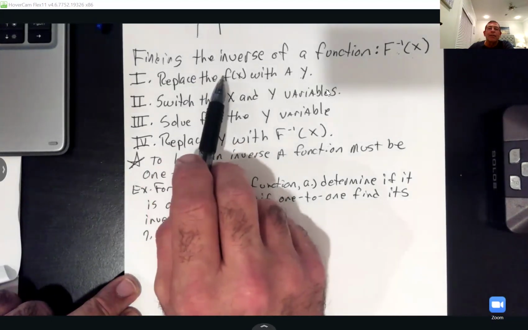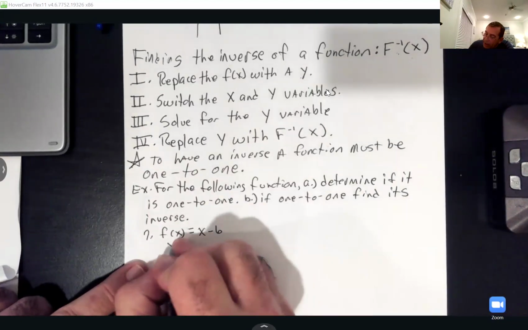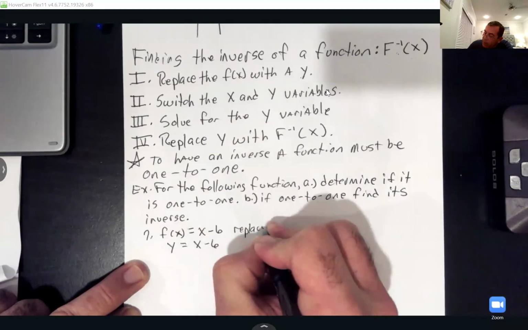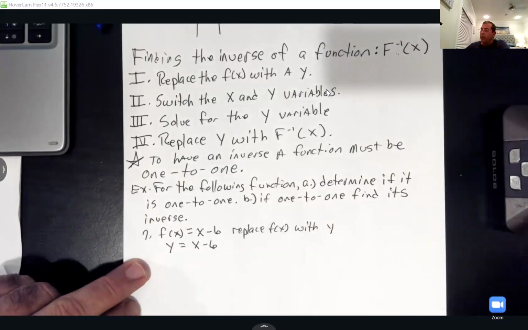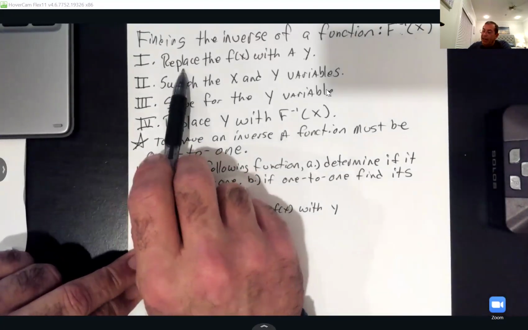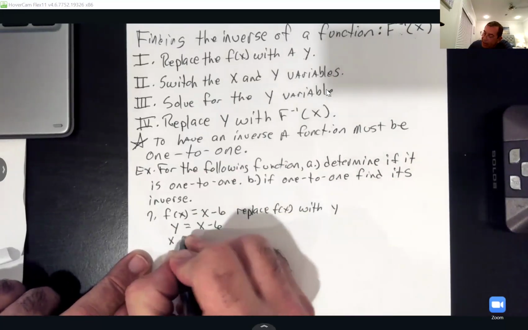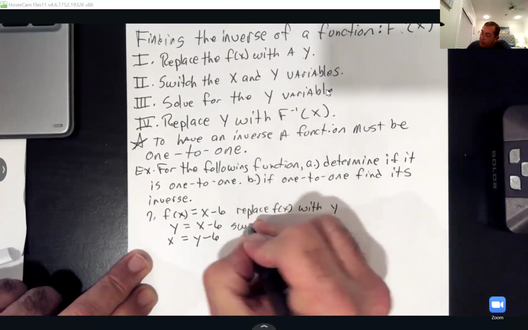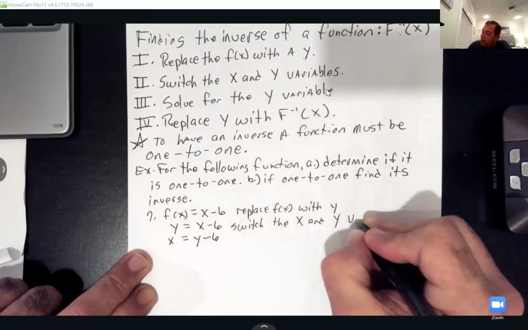So the first thing it says, replace the f of x with a y. So turn this f of x into a y. Oh, y'all, so I switched, I got the f of x is now y sitting here. Next I say, switch the x and y variables. So that means this will be x equals y minus 6. So switch the x and y variables.